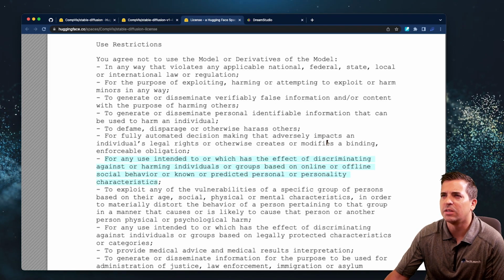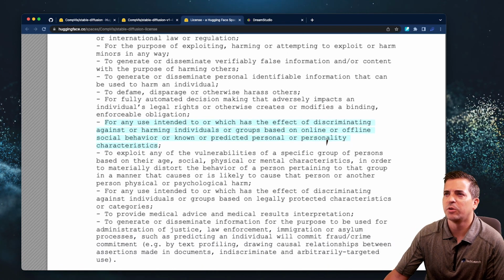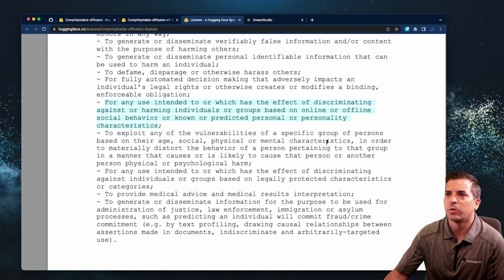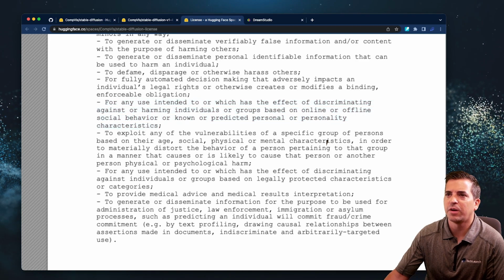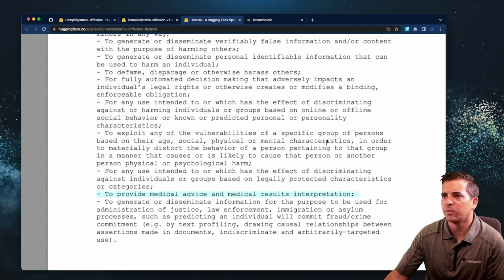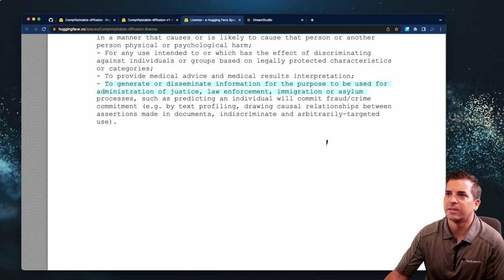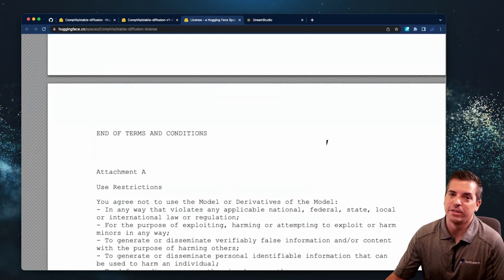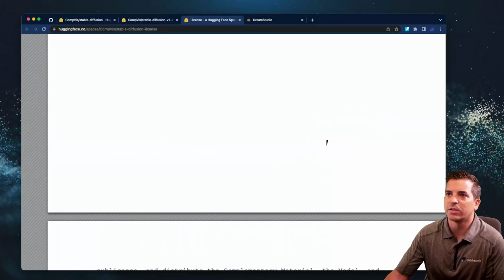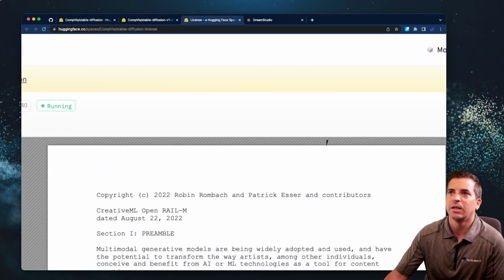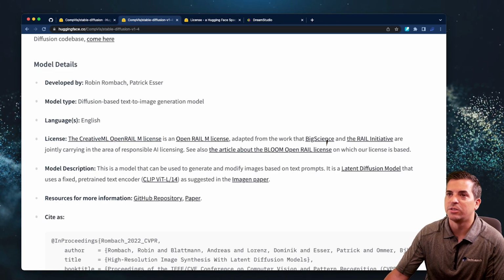It also can't be used for any use intended to or which has the effect of discriminating, to exploit any of the vulnerabilities of a specific group, to provide medical advice, or to generate or disseminate information for the administration of justice or law enforcement, and then that's it. So it is pretty open in general with the terms. Again, you can dig in and literally read the legal terms yourself and understand what they are. But they are pretty open in general.